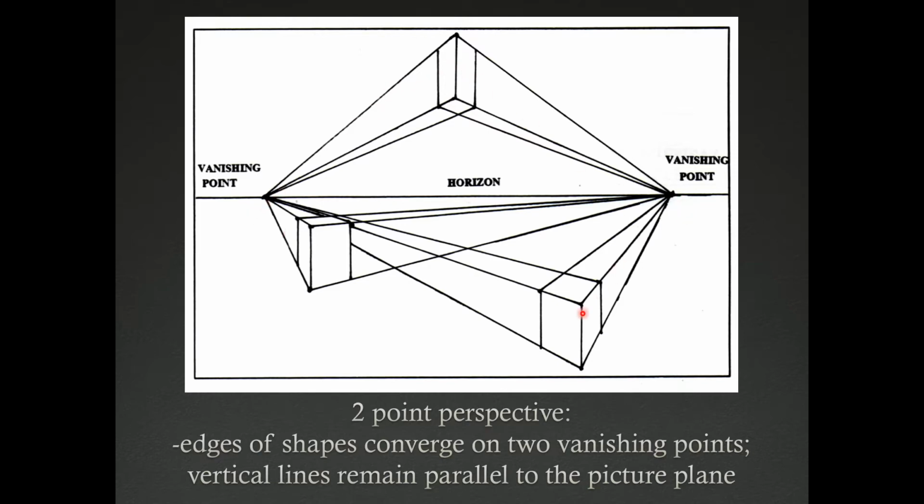But this all works when these boxes have been placed in a space parallel to each other. So if you were to put another box somewhere here and you were to tilt it a little bit so that its edges are not parallel to the other ones, then it would create two new sets of vanishing points, but it'd still be two-point perspective.